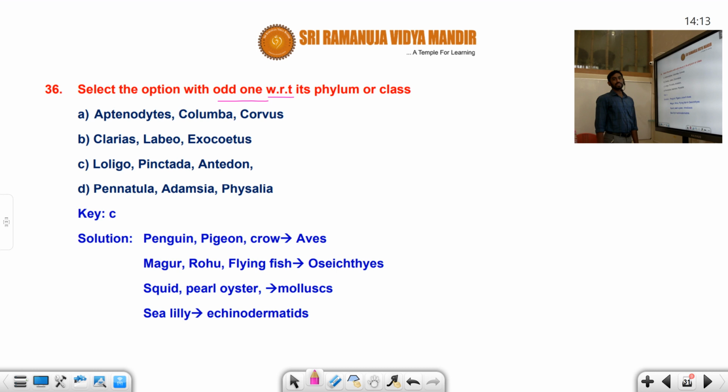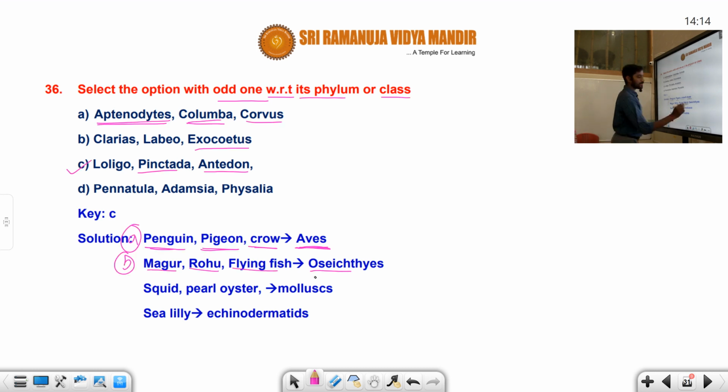And the second one, option B: Clarias is magur, Labeo rohita is rohu, and Exocoetus is a flying fish. It belongs to Osteichthyes. And option C is Loligo, Pinctada, Antedon: squid, pearl oysters. So, squid and pearl oysters belong to Mollusca, and the other one is Antedon. What is that? Antedon is a sea lily. It belongs to Echinodermata.